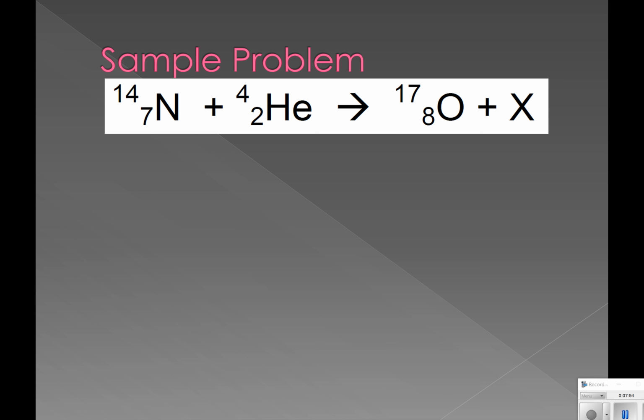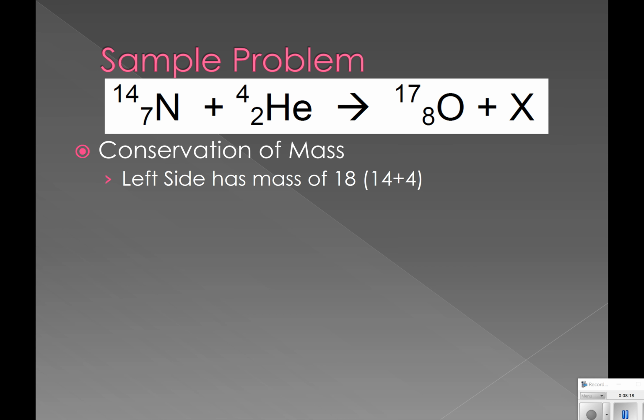So we'll do a couple sample problems together. This looks like a typical reaction. We do have a missing product X here. And in this equation, we know all of these starting materials. We know all of the reactants on the left side of the arrow. We have a nitrogen atom, we have a helium atom. On the right side, we have an oxygen atom and an unknown species. So we want to remember the conservation of mass. So the left side, we have a total mass of 18. We're adding up the 14 and the 4, our two atomic masses, to get a total of 18. And that's going to have to be conserved to the other side.